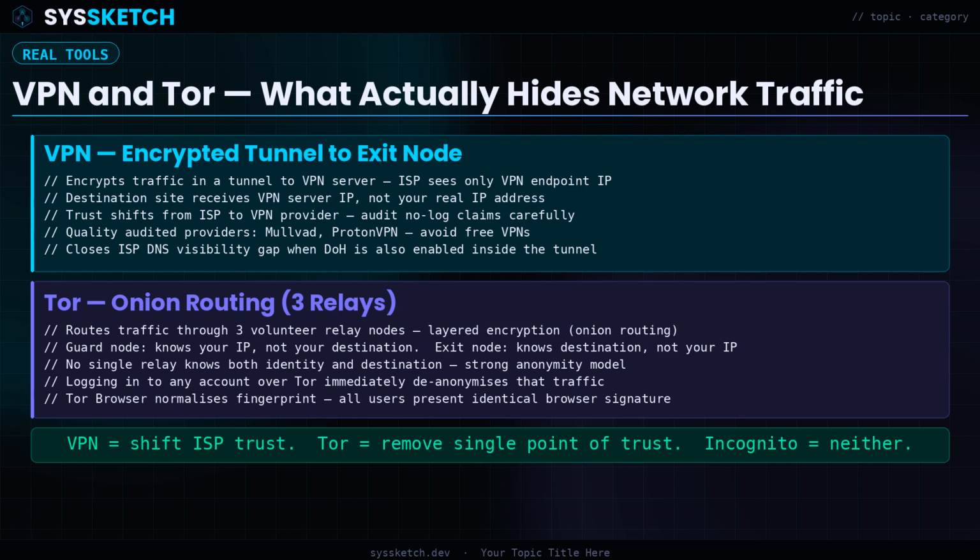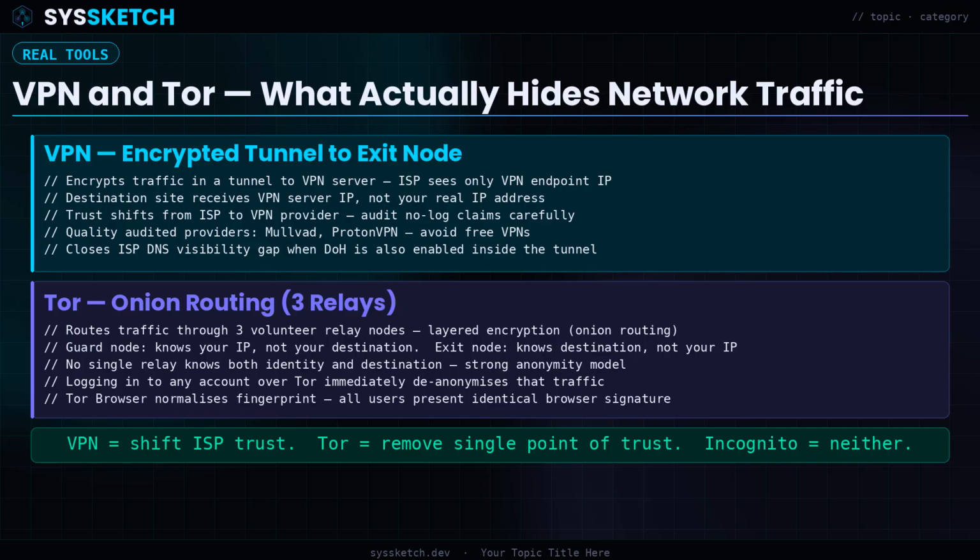This shifts the trust problem rather than eliminating it. You are now trusting the VPN provider instead of your ISP. If the VPN provider logs your traffic or is subpoenaed, the protection evaporates. A quality no-log VPN with independently audited logging policies provides meaningful ISP-level privacy. A cheap or free VPN often provides less privacy than your ISP.